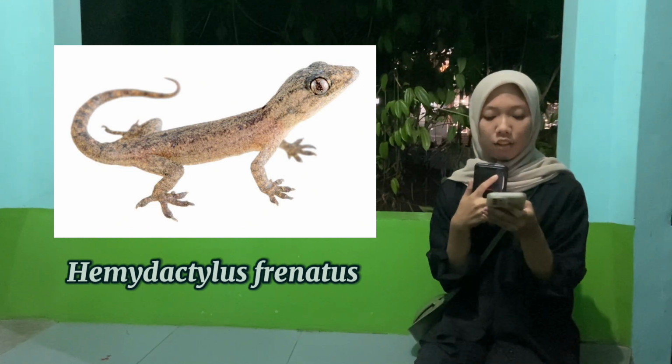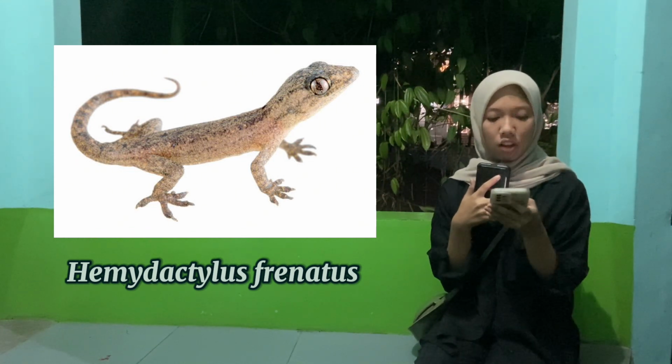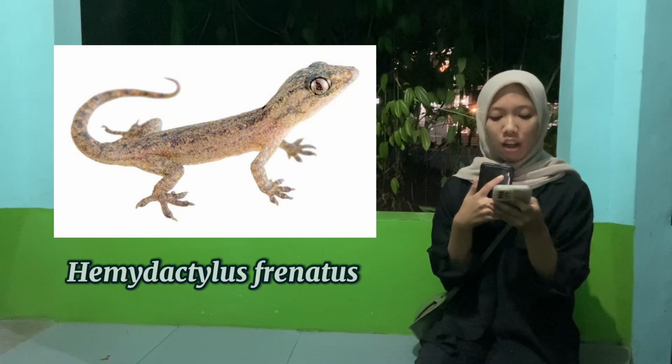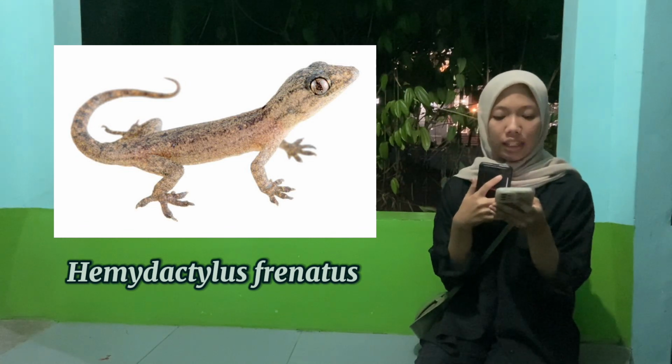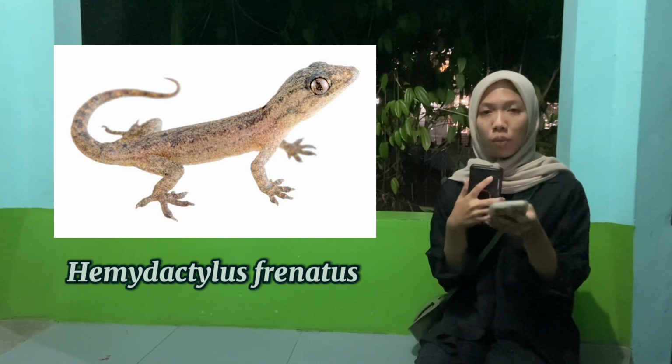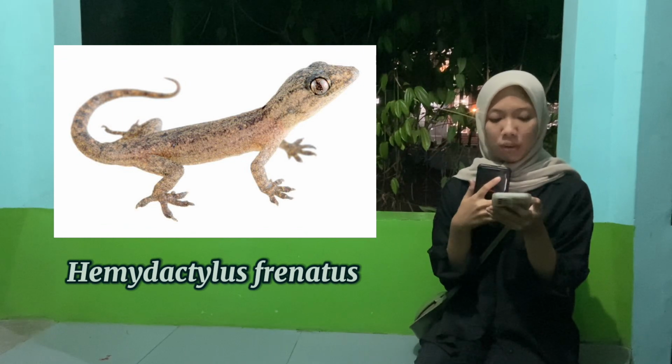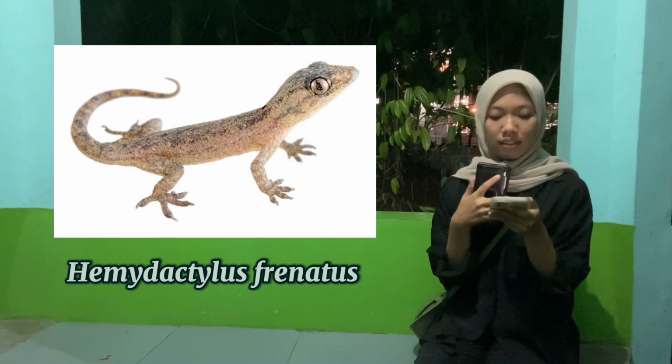Hemidactylus frenatus has four developed legs, a long tail, and a prehensile tongue for catching prey. Another characteristic of these geckos is their enlarged claws and adhesive toe pads. This aids their ability to climb walls and ceilings.